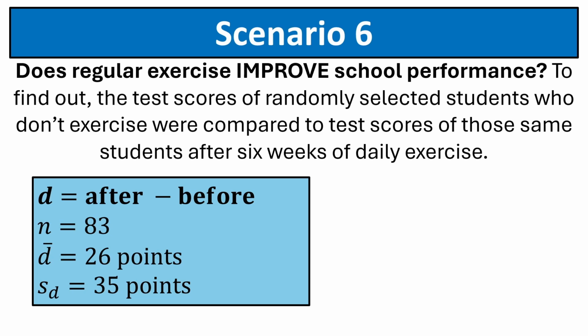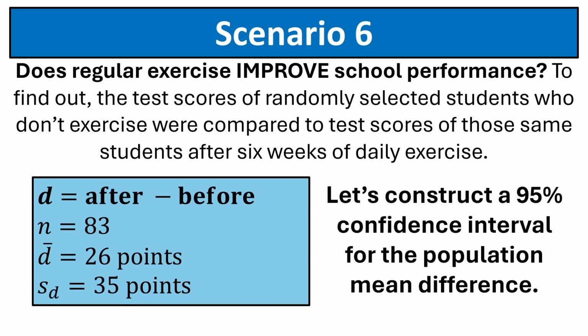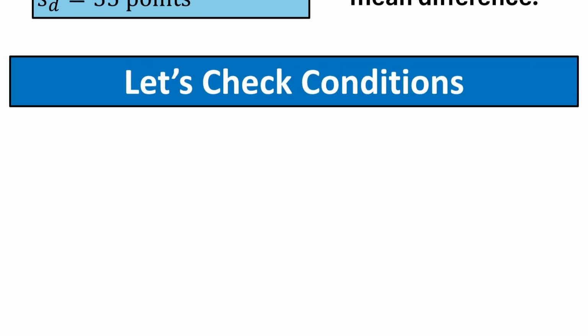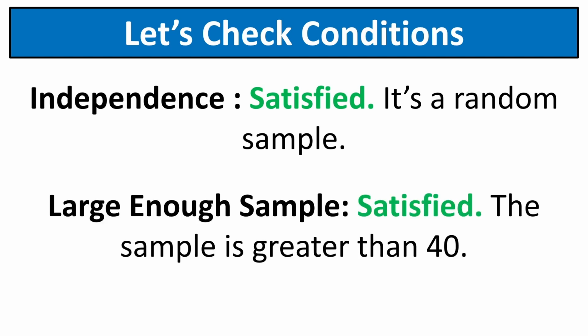And we have a sample size, a sample mean, and a sample standard deviation. We're going to start by constructing a 95% confidence interval for the parameter of interest, which in this case is the population mean difference. So we'll check conditions quickly. Independence, yes, it's a random sample. And large enough sample, yes, the sample size is bigger than 40. So we're good to go ahead and use the central limit theorem and use a t-table.